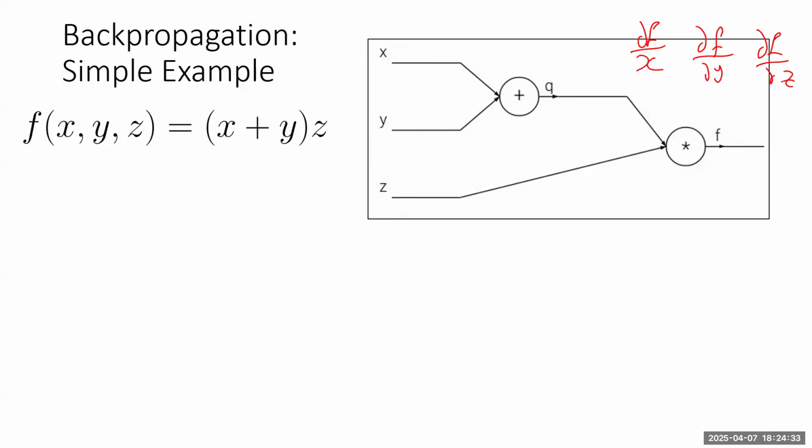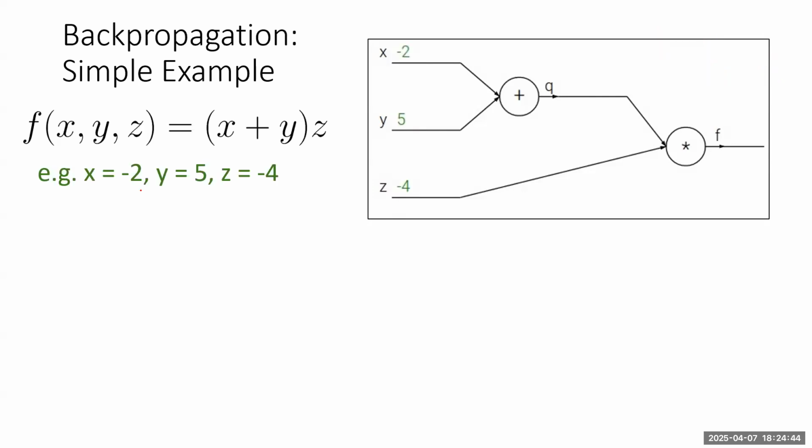How can we do that? First, we are working numerically, meaning I need some input values here. So I will assume that we are doing this at x equal to -2, y equal to 5, z equal to -4. First, I will go forward, meaning I calculate the value of q and f. First, the value of q will equal 3. The value of f will equal what?